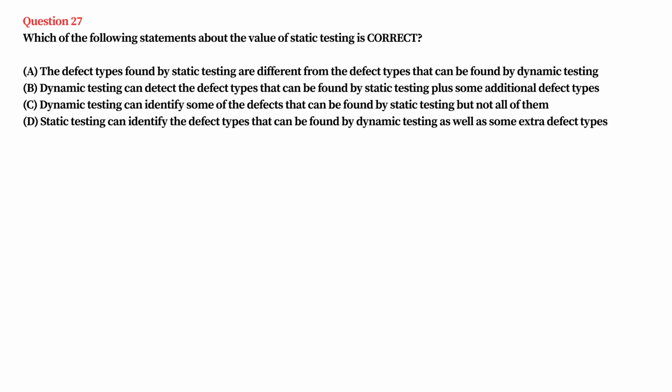Answer C is correct. There are some defect types that can be found by both static testing and dynamic testing, such as a programming defect that can be observed by a reviewer in a code review and which causes an observable failure during dynamic testing. There are also some defect types that can only be detected by static testing, such as unreachable code, design patterns not implemented as desired, and defects in non-executable work products.